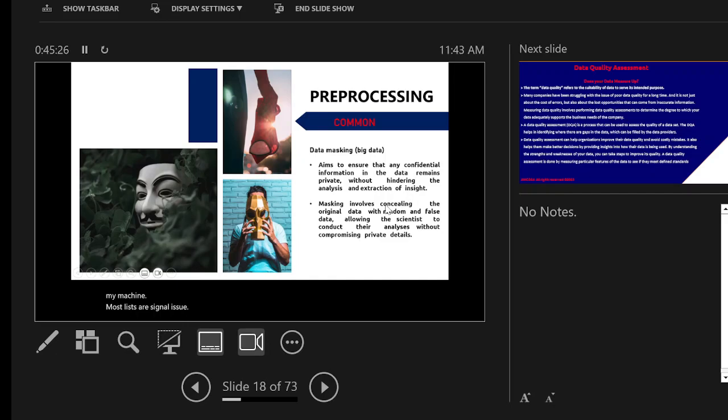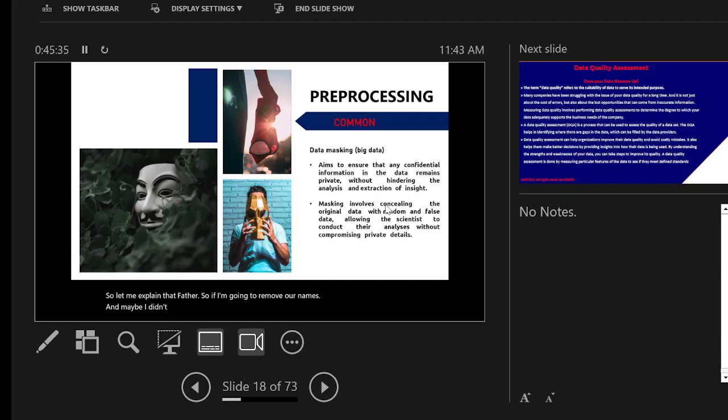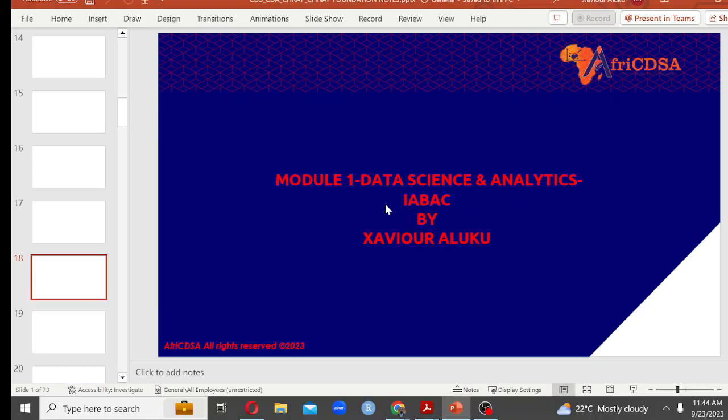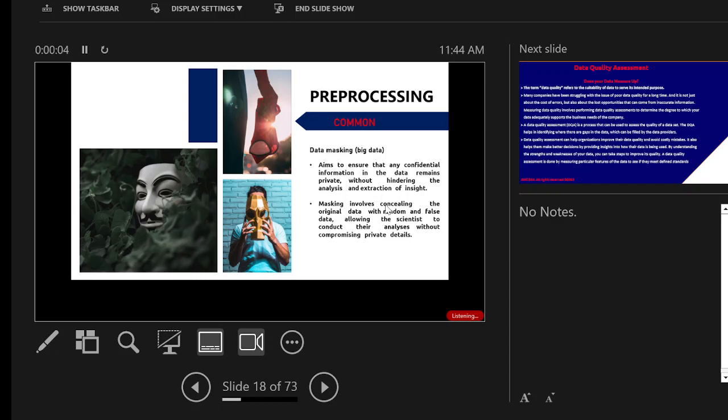Okay, so let me explain that further. So if I'm going to remove our names and maybe ID numbers and phone numbers, you won't know, and I'm just interested to calculate the mean age of the students and so on. That one is not going to compromise the analysis. So that is what you call data masking.